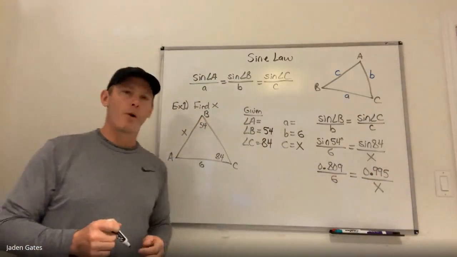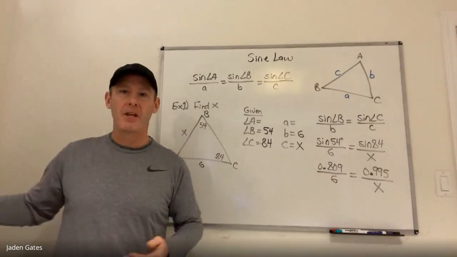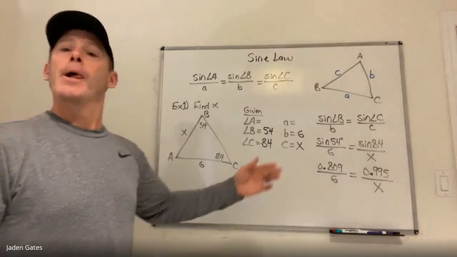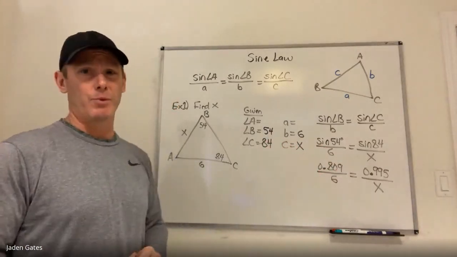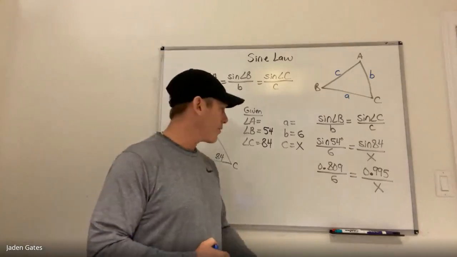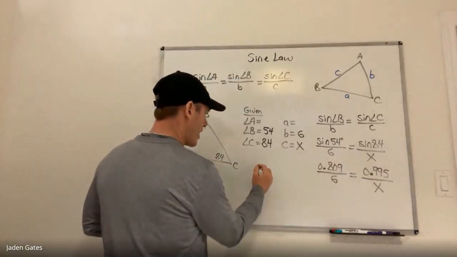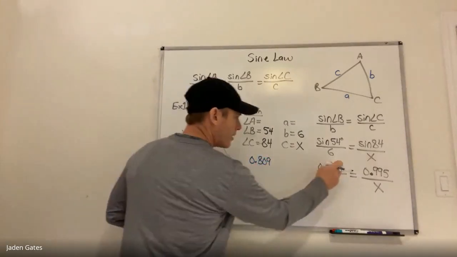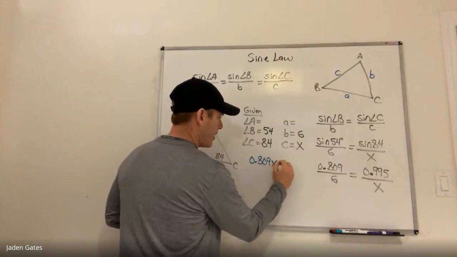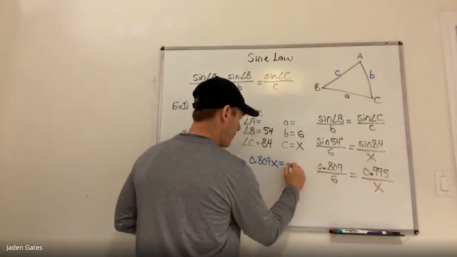Now, where do we go next? I have a fraction equaling a fraction. We've had that before today, that's for sure. To simplify that, I'm going to cross multiply. In fact, it always happens with the sine law, the fraction equaling a fraction. So I am going to cross multiply, and I'm going to have 0.809 times x equal to 6 times my 0.995.